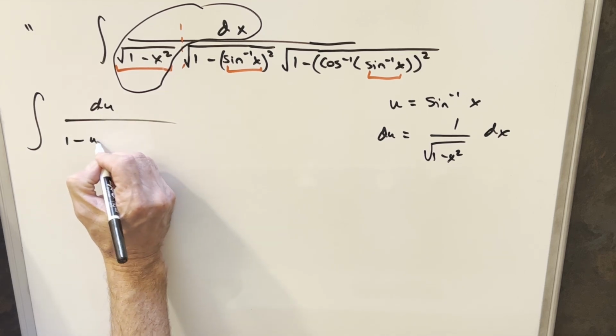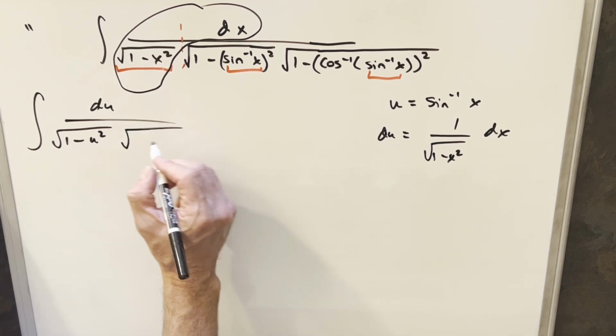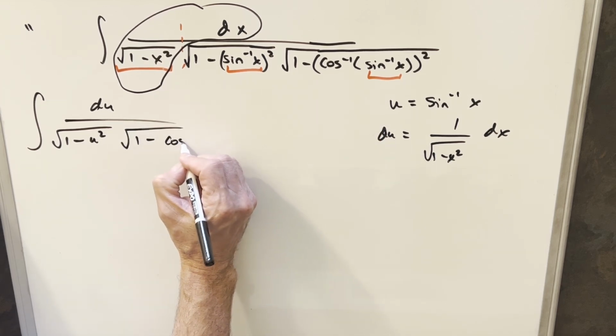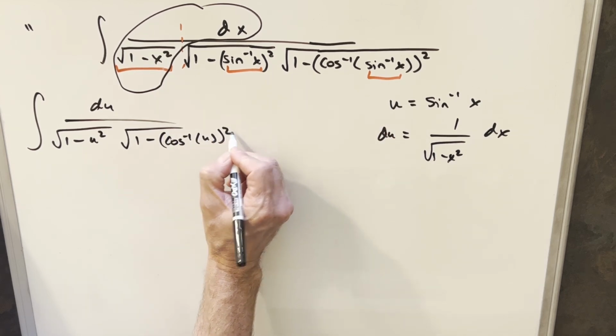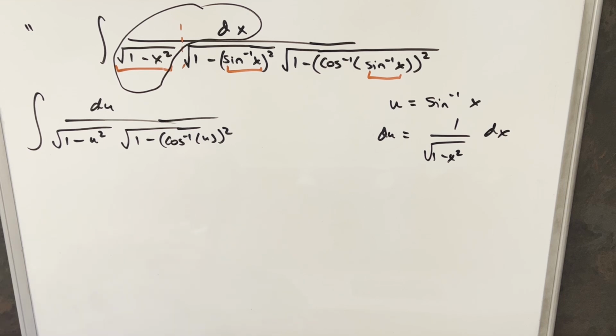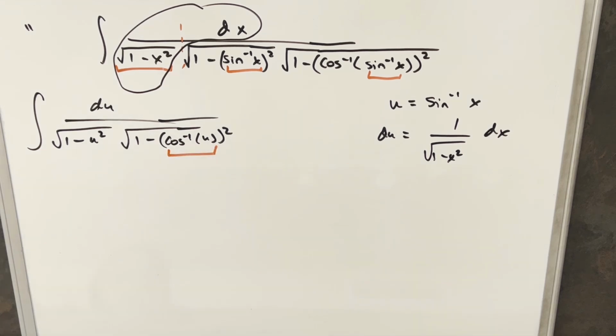This is going to turn into 1 minus u squared. And then this is the scariest part of all right here, right? This is going to be 1 minus our cosine. We're going to have a u in here, and then this piece is squared. Now I think that cleaned this up quite a bit, but we still have some issues going on. From here, it'd be interesting if I could do something with this arc cosine.